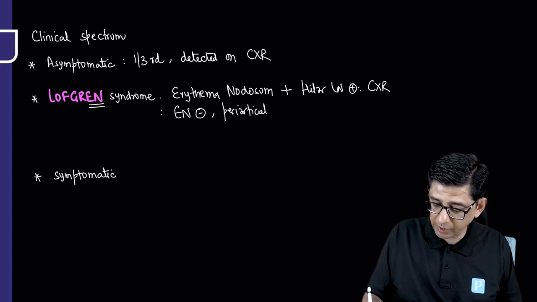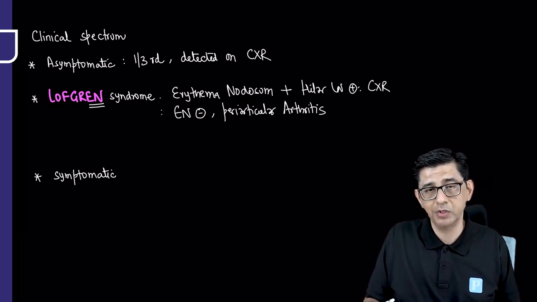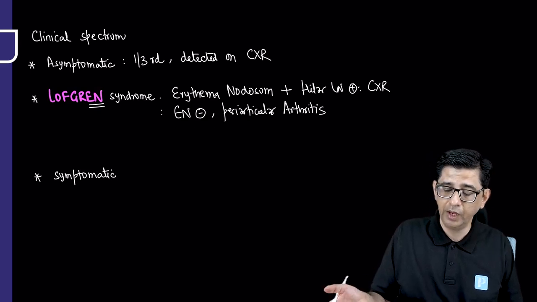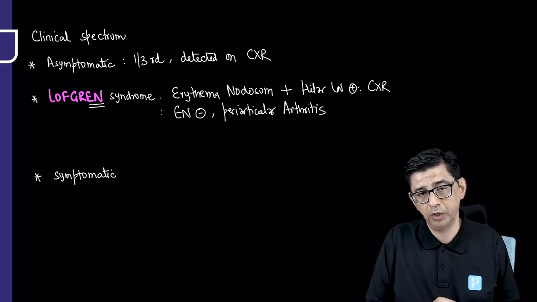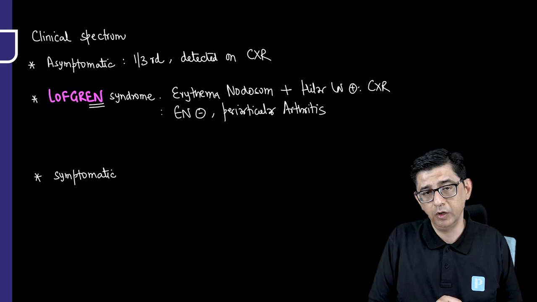So, that's the peculiarity that the examiner wants to hear, or wants you to know, that even arthritis can be a presentation with respect to sarcoidosis. That's a periarticular arthritis, and along with that, hilar lymphadenopathy would be present. So one-third of cases are asymptomatic, some can have Lofgren syndrome.